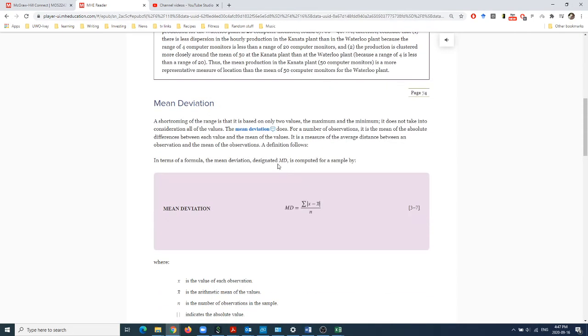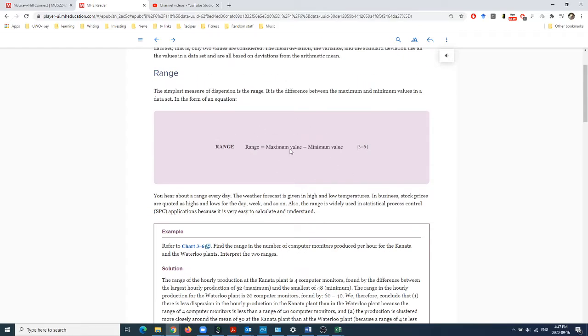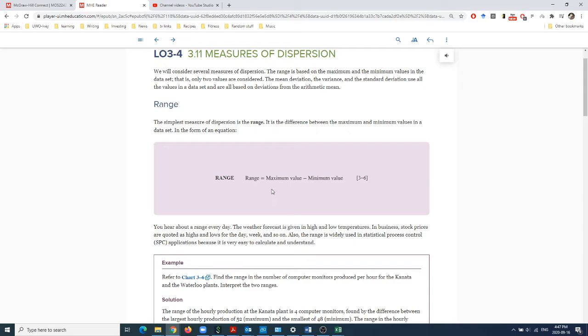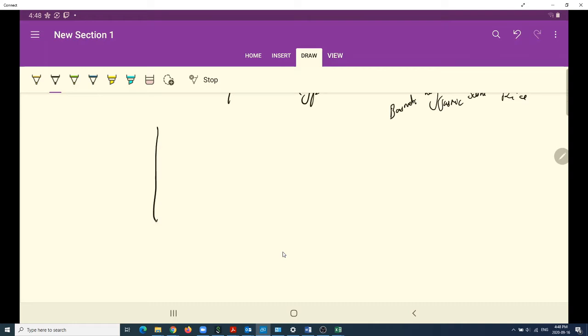But another way to do it is also to do some sort of mean deviation, right? Depending on the number of observations, the range might not give you the best idea. For weather forecasts, the range is usually given, like your daily high, your daily low, what the range would be, and so on. But the range does not account for the number of observations, right? So try and think of another example where, let's say, the same plant. Like before, we had 9 observations. X bar was 50 monitors.